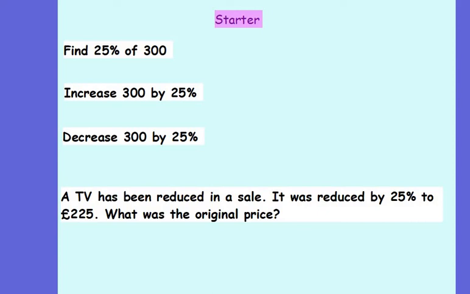Let's start off with a quick starter. Can you find for me 25% of 300? Can you then increase 300 by 25%? And then can you decrease 300 by 25%? My final question, a TV has been reduced in a sale. It was reduced by 25% to £225. What was the original price? Pause the video for a couple of minutes and have a go at those questions in your light blue books, please.